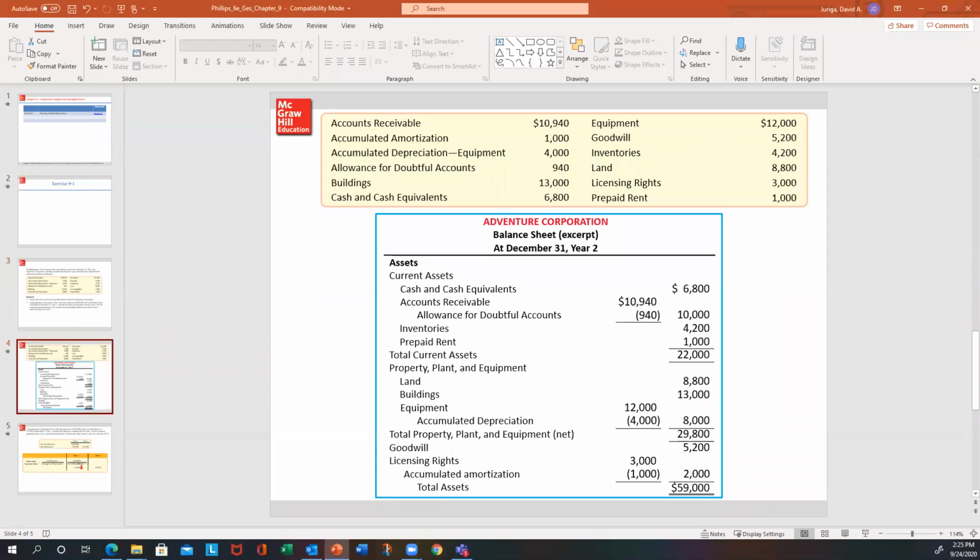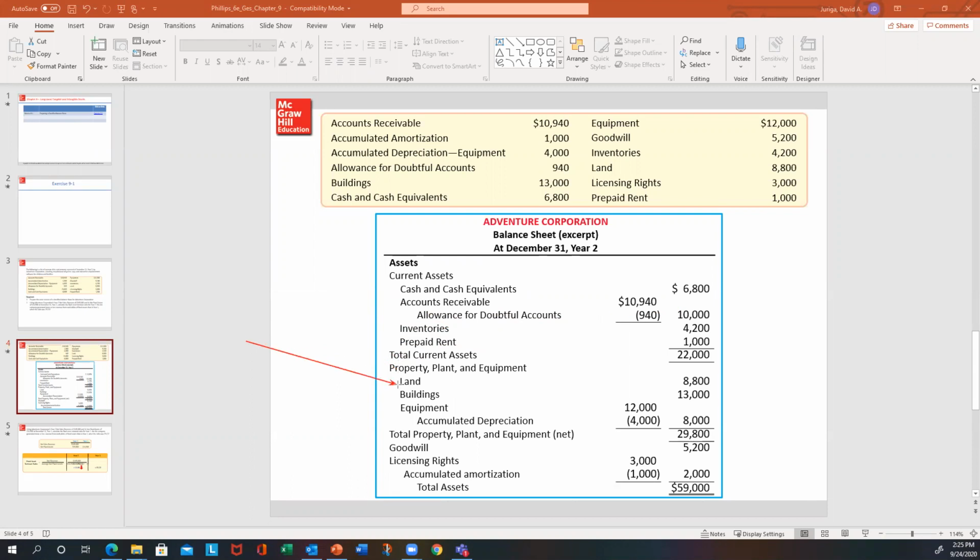And just as a little bit of review, remember your current assets are assets that are used within a year or converted to cash. So quite clearly, cash is a current asset. You've got your accounts receivable. Then remember, you have to subtract out that allowance to get your net accounts receivable, inventories, and prepaid rent. So that's it on your total current assets. It's $22,000. And then everything else is your, they call it your PP&E, property, plant, and equipment.